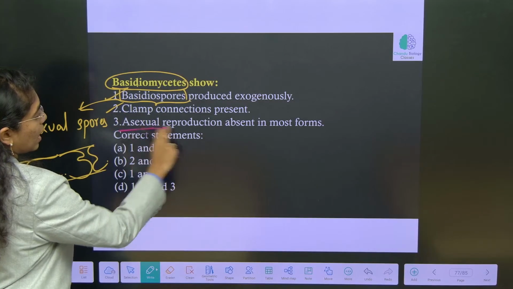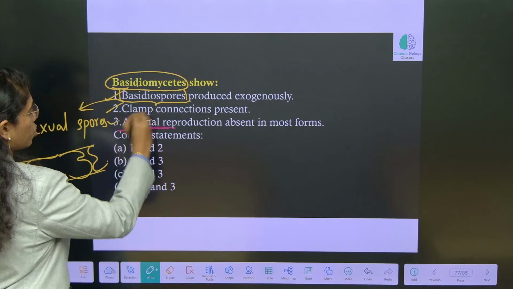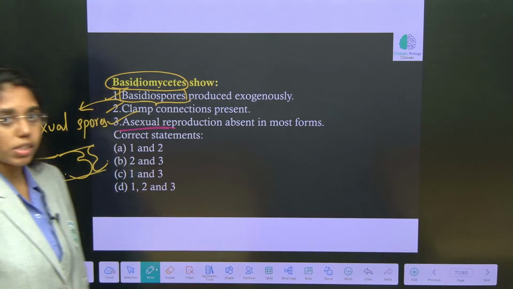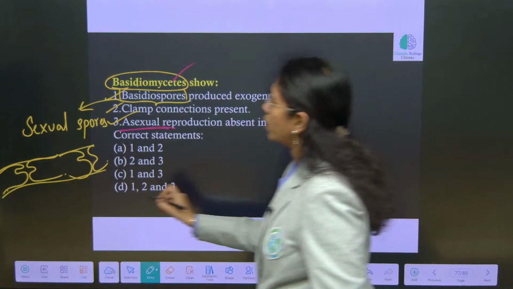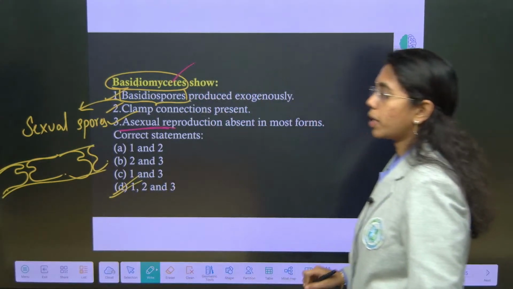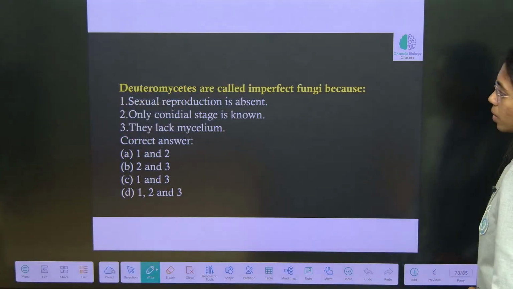Next, asexual reproduction is absent, true. Asexual stages are absent in Basidiomycetes. Perfect sexual stages are observed. So, here 1, 2, 3, all the statements are correct with respect to Basidiomycetes.